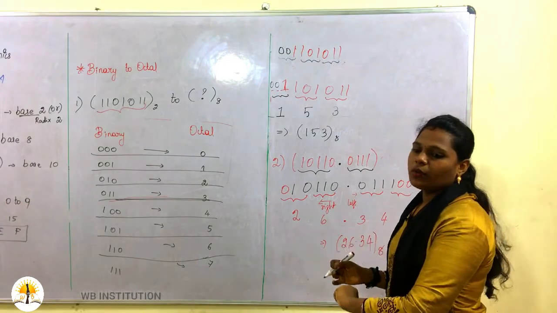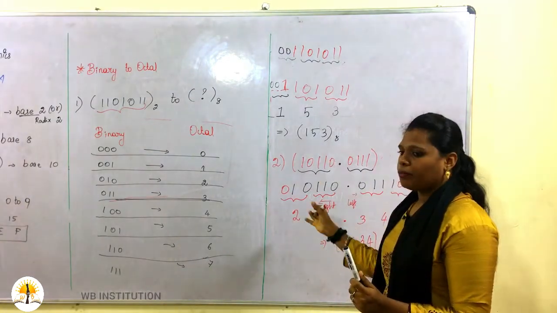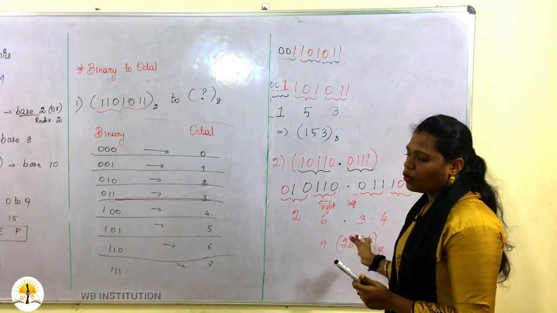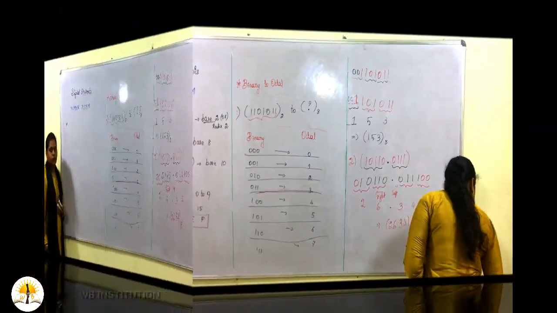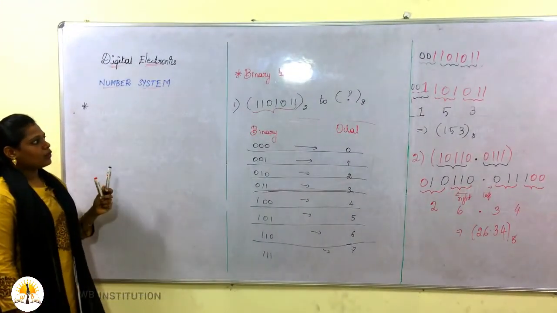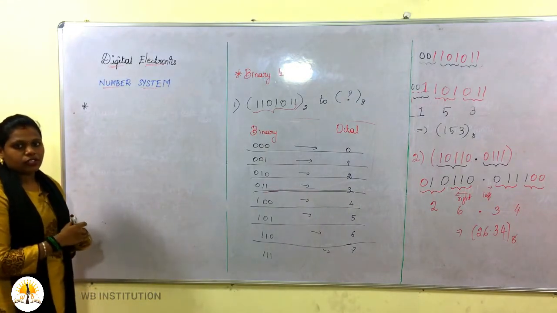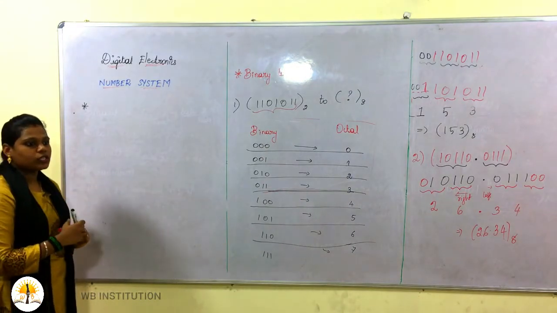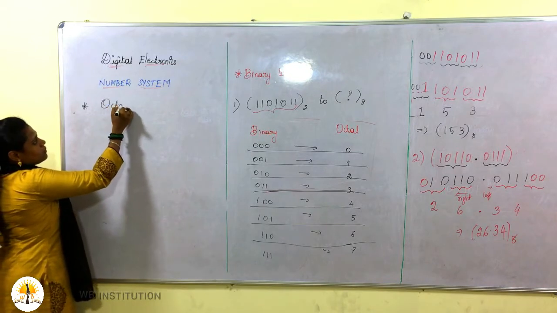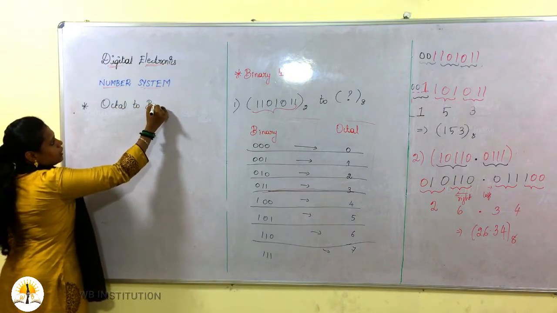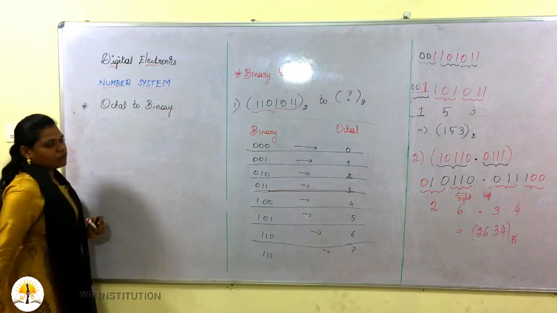So okay, vice versa, we are going to do this for octal to binary. The same steps we are going to follow for octal to binary. So we will see that one. The same conversion table we are going to use for octal to binary conversion. Now we are going to convert from octal to binary.